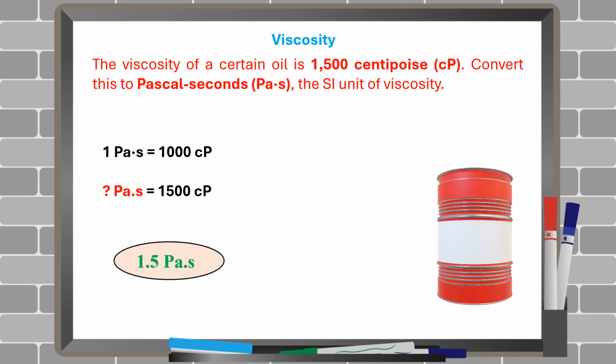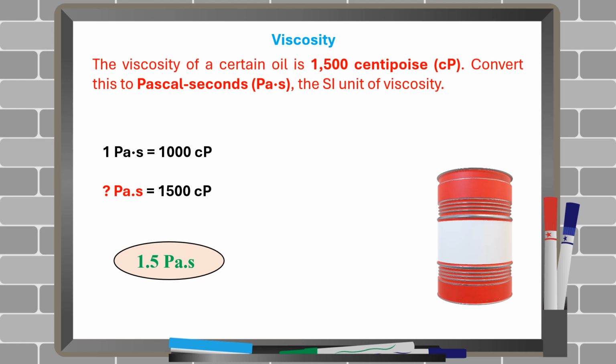In this example, we're diving into the world of fluid dynamics and learning how to convert viscosity from centipoise to the SI unit Pascal seconds. Stick around, and let's make science fun and easy. We are given a viscosity of 1,500 centipoise for a certain oil. But in science, we often need to work with SI units. So we need to convert this to Pascal seconds. But how? The key conversion factor we need is this one.